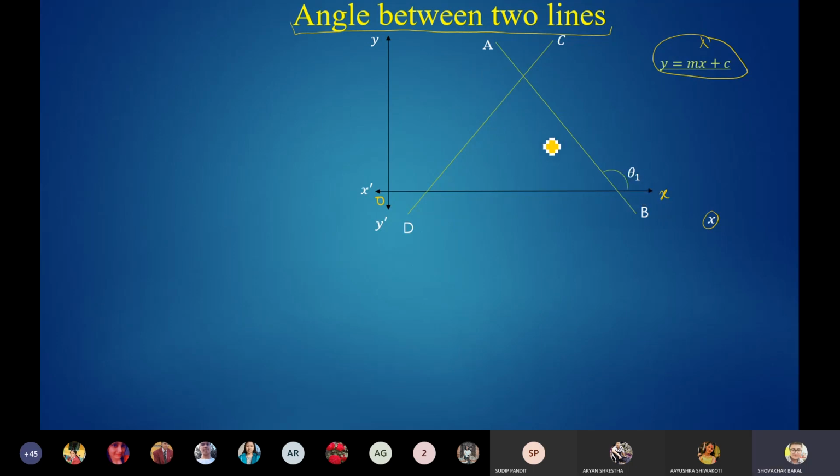This is supposed to be so that the angle of inclination of this line is θ1, and the angle of inclination of the line CD is θ2. The angle of inclination of the first line is θ1, and the angle of inclination of the second line is θ2. We are actually going to find the angle between these two straight lines.